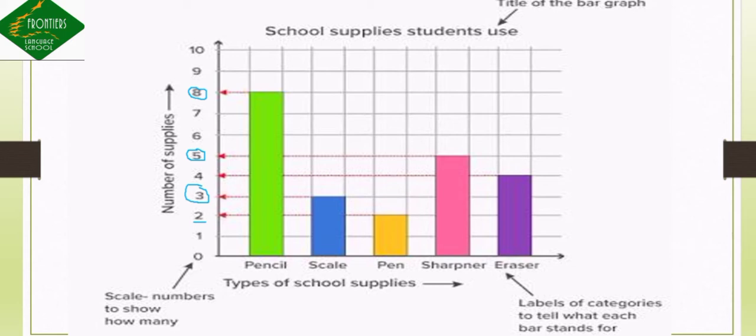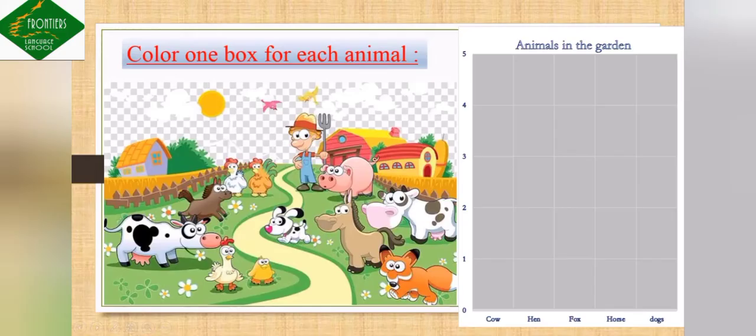As the last one, the eraser: how many students have an eraser? Go to the eraser, the column of the eraser, and then go to the number. Perfect. I have 4 students who have an eraser.